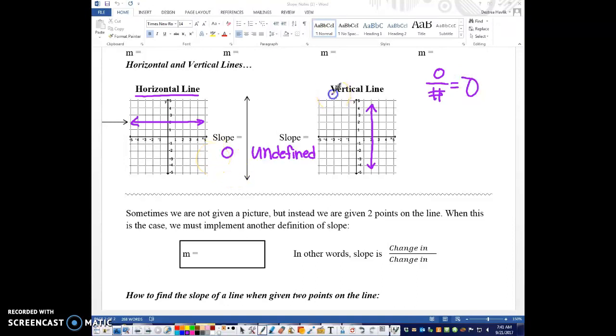Now, vertical lines, how far does it rise? Forever. So it's any number you want. How far does it run? 0. Type into your calculator any number you want divided by 0. What does it tell you? It says error, undefined. It doesn't work because you can never ever divide by 0. The world will explode. You can never divide by nothing. That's not a thing. So that's why those slopes end up being that way.